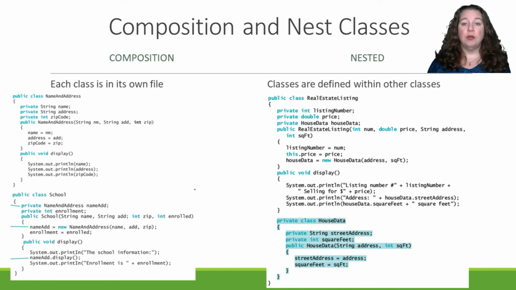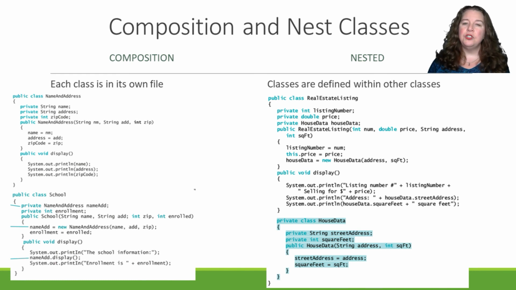So I can say private house data house, and that's going to reference the class that is nested or subclassed inside of my real estate listing class. So being able to nest your classes sometimes is an easy way to keep things straight and organized without having to have 5 or 6 files.